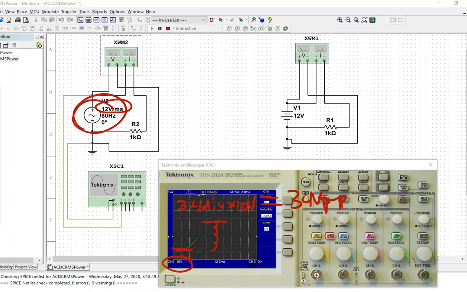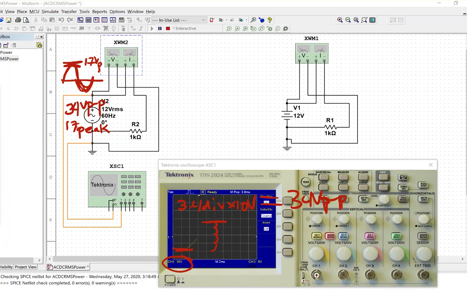So this AC waveform that we've got over here, we've set it to 12 volts RMS. We know it's 34 volts peak to peak, or 17 volts peak. Okay, so when we think about that waveform, let's try to make that symmetrical. This is 17 volts peak.